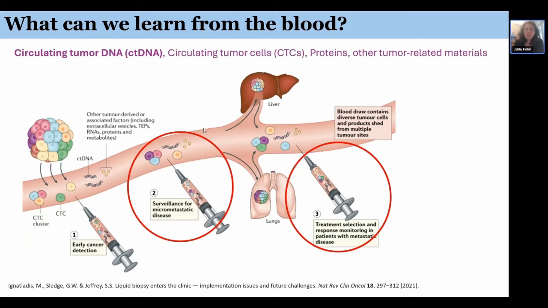And then number 3 here is showing that liquid biopsies can also be used for treatment selection. And that's in particular in the setting where somebody has metastatic or stage 4 disease. And we are looking for specific mutations in their cancer that we can use to target with specific drugs. And this is also a setting where we can follow how a patient is responding to treatment by monitoring the amount of ctDNA that's present in the blood.